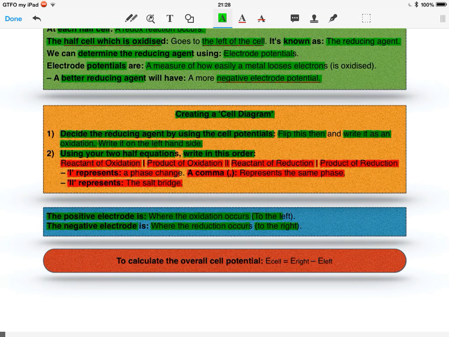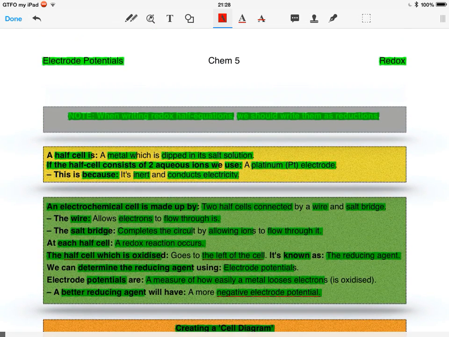Finally, to calculate the overall cell potential, we use the formula of E cell is equal to the E right minus E left. And that's meaning the electrode potential of the right side, the reduction, take away the left side, the oxidation. And that's it for redox electrode potentials. As you can see, I nicely blocked them out because we've done them now.